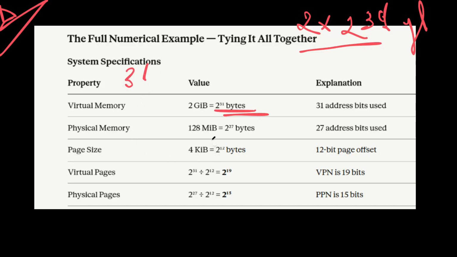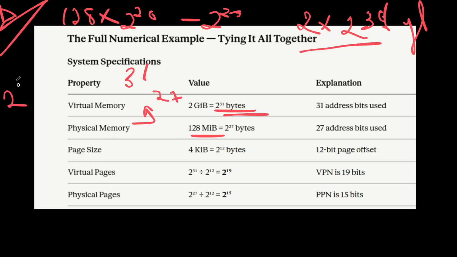Now physical memory is 128 megabytes, means 128 into 2 raised to 20. This is 2 raised to 7. So you get 2 raised to 27. So total 27 bits are there for the physical memory. Fine. Page size is 4 KiB, means 2 raised to 2 into 2 raised to 10, that is 2 raised to 12. So 12 bits are for the page size. Page offset bits is 12.